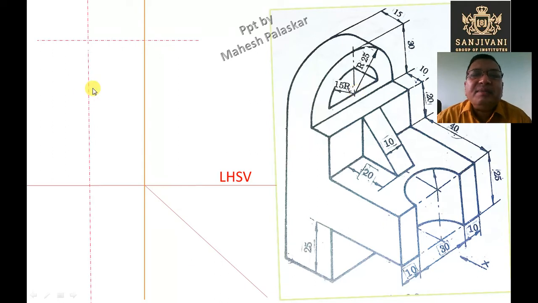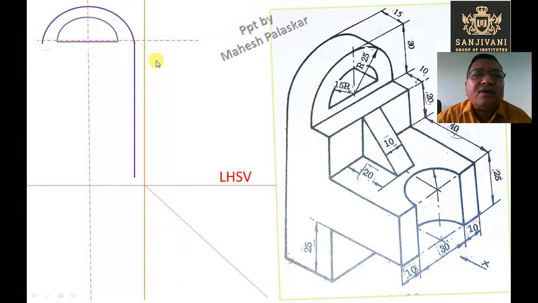Now we draw the semicircle. First of all, the outer semicircle of radius 25. With this center we draw the outer circle of radius 25. Next we draw another semicircle of radius 15, and this horizontal line is also drawn, and this is the center of both the semicircles, right? Now next a vertical line is drawn.